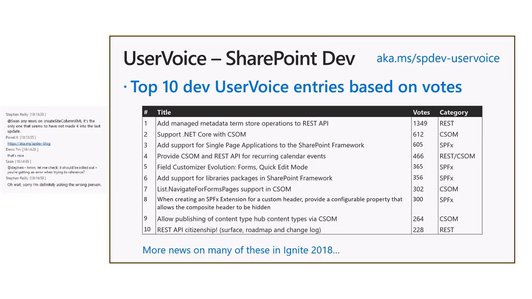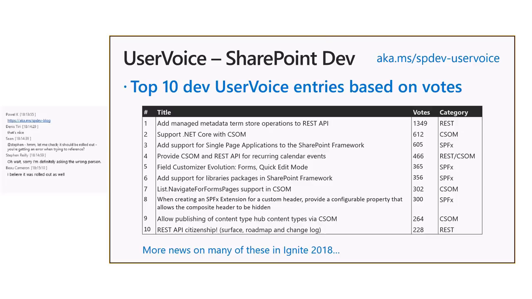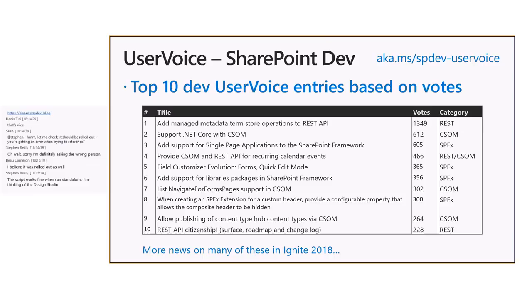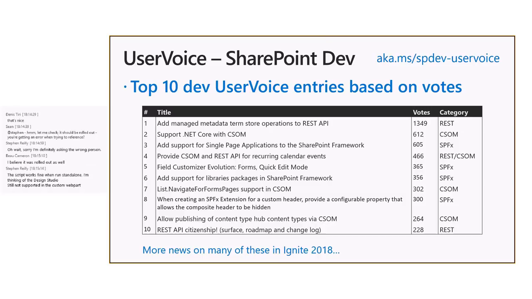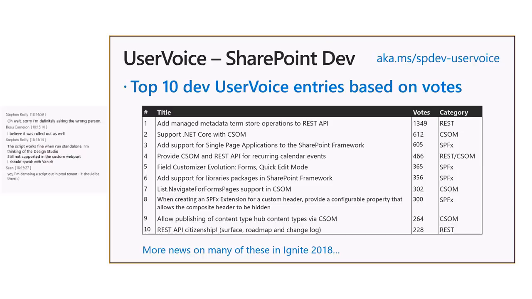And we're looking into addressing some of these requests by actually making them available. To be fair, there are also certain capabilities requested in here which we're no longer really looking into investing in, like allowing publishing of content in content type hub content types using CSOM. The reality is that the content type hub is something we are not looking into investing in in the future, which means that we're not looking into having this kind of CSOM support enabled, because we need to prioritize those resources in a different area.